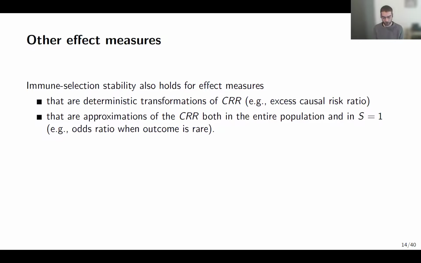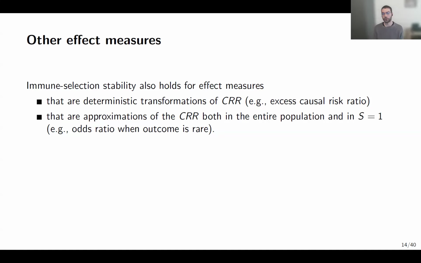And we have seen, we've talked a lot about causal risk ratio, but as you can imagine, this immune selection stability property will also hold for deterministic transformations of the causal risk ratio. So for example, the excess causal risk ratio, or in vaccine studies, the vaccine efficacy, which is 1 minus the causal risk ratio. And it will also hold approximately if you have an effect measure that is an approximation of the causal risk ratio, both in the marginal population and in the subpopulation of interest S equal 1.